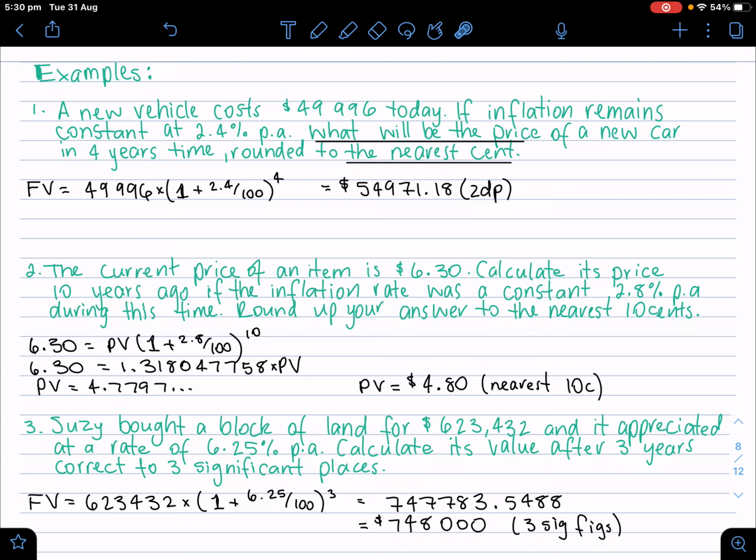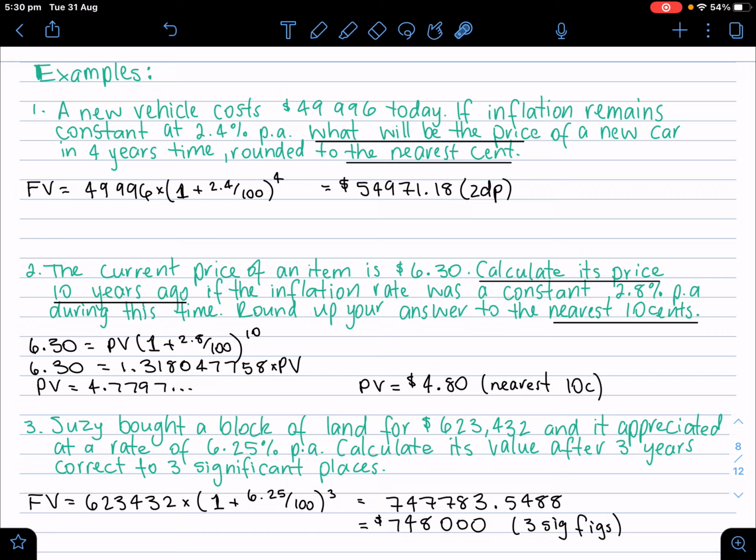Let's move on to example 2. So example 2 says, the current price of an item is $6.30. Calculate its price 10 years ago. So we want to calculate whatever its price was 10 years ago if the inflation rate was a constant 2.8% per annum during this time. Round your answer to the nearest 10 cents. So you'll see I'm underlining what the question is asking me to find out and what it's asking me to round off to. Well, this is a little bit trickier because they've already given me the future value.